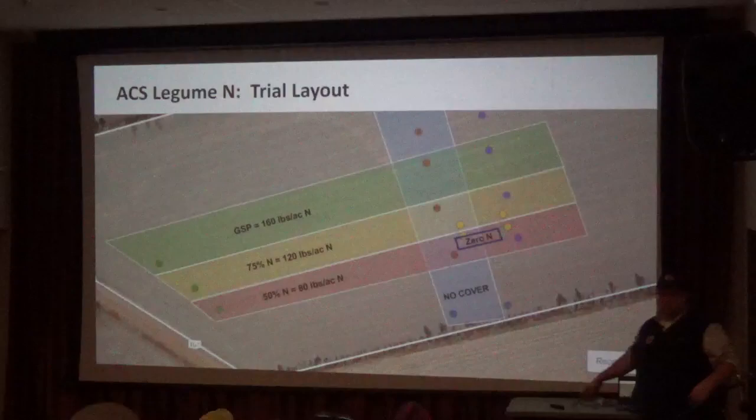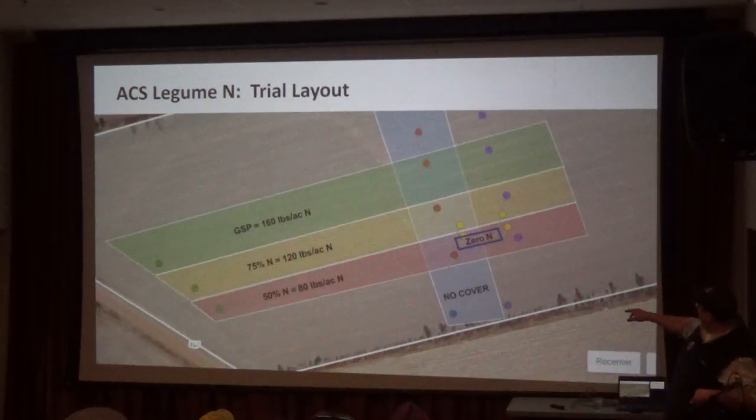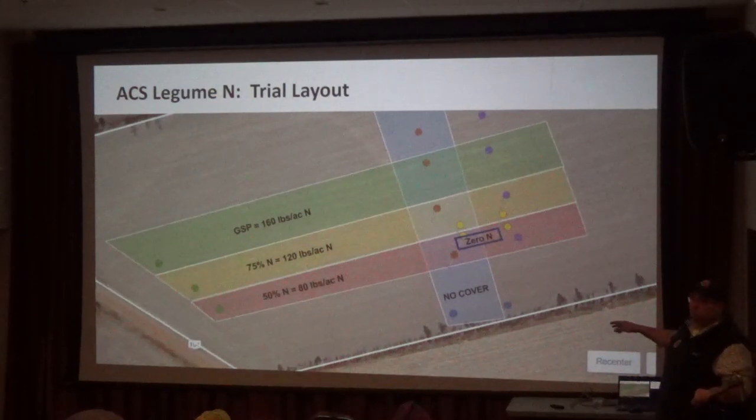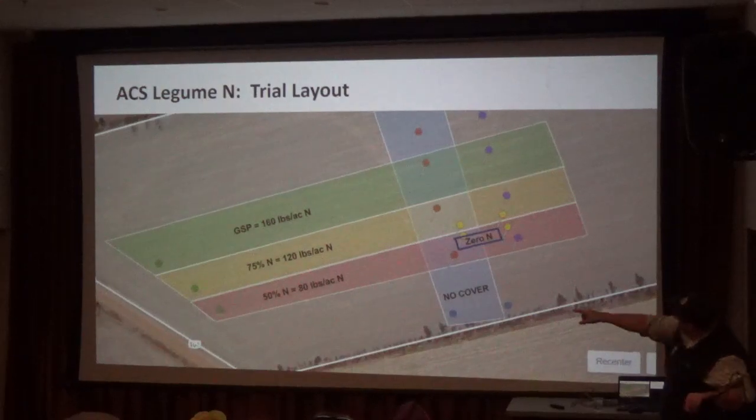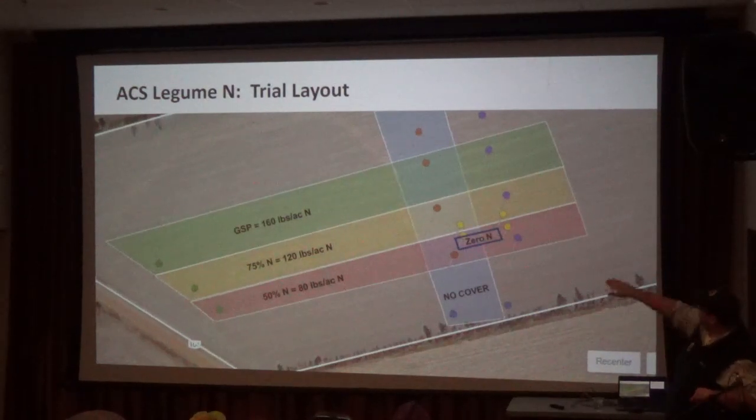This is one of the fields. So you can see the box in blue. That was where there was no cover crop. The rest of the field had cover crop. So that when we did the nitrogen rates, they would go across both.